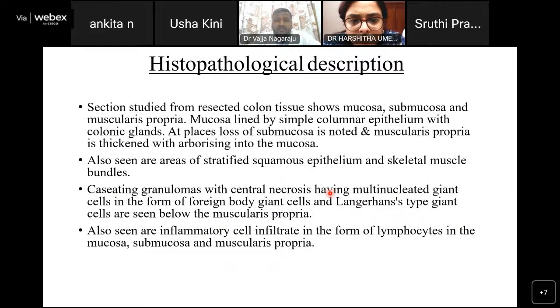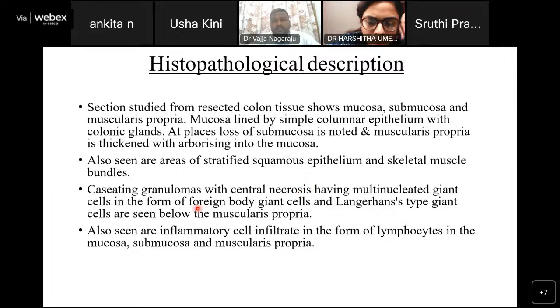Histopathological description. Section study from the resected colon tissue shows mucosa, submucosa, and muscularis propria. Mucosa is lined by simple columnar epithelium with colonic glands. At places, loss of submucosa is noted, and the muscularis propria is thickened and arborizing into the mucosa. Also seen are areas of stratified squamous epithelium and skeletal muscle bundles.